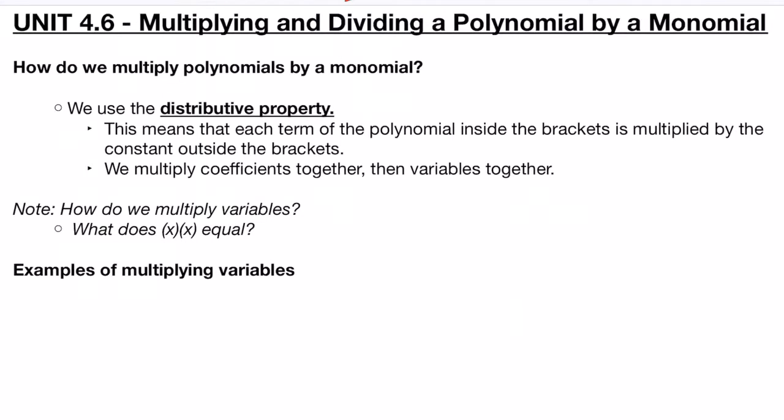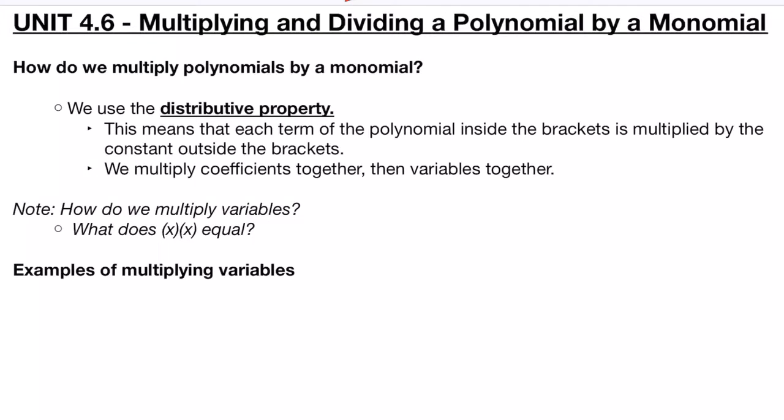Okay, so in this lesson we are going to talk about how to multiply and divide a polynomial by a monomial. The difference between this and the last lesson is that now we have variables multiplying variables, instead of just numbers multiplying numbers. A monomial can be something like 3x or negative 2x. The same principle applies, where we use the distributive property to multiply the monomial on the outside into all of the terms inside the brackets.